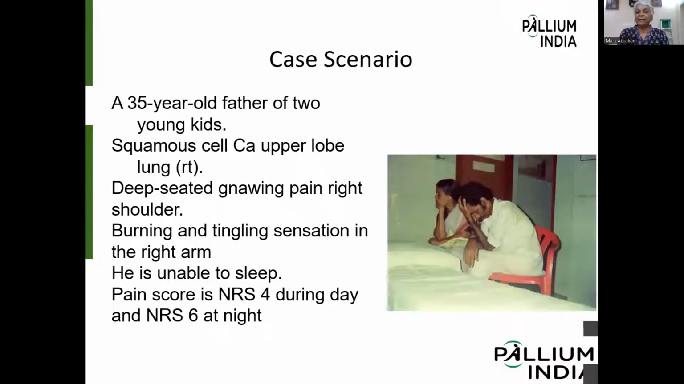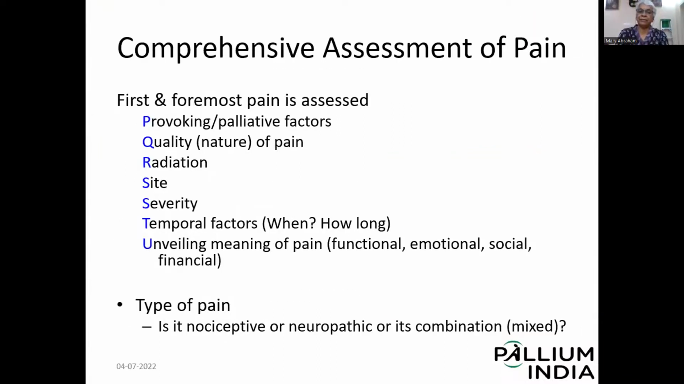Now I'll start with a case scenario. A 35-year-old father of 2 young kids had squamous cell carcinoma of the right upper lobe. The pain he had was a gnawing pain in the right shoulder, along with a burning and tingling sensation in the right arm. He was unable to sleep. The pain score was a numerical rating score, NRS, of 4 during the day and 6 at night. So I'll come back to this case scenario once we have gone through the presentation.